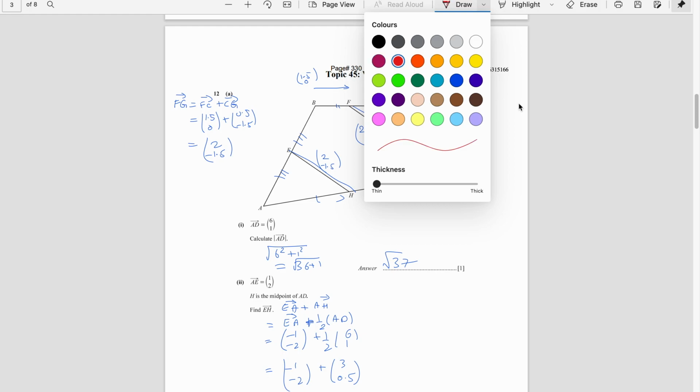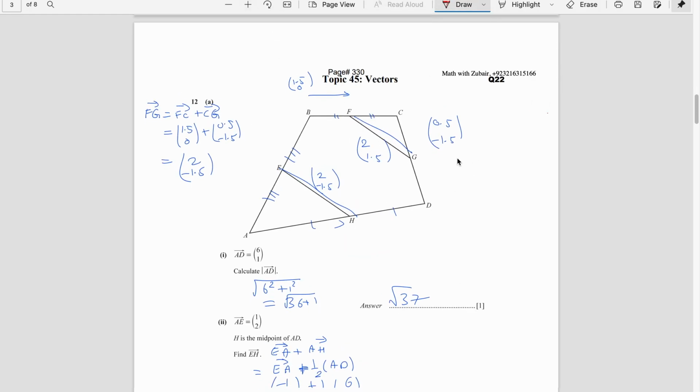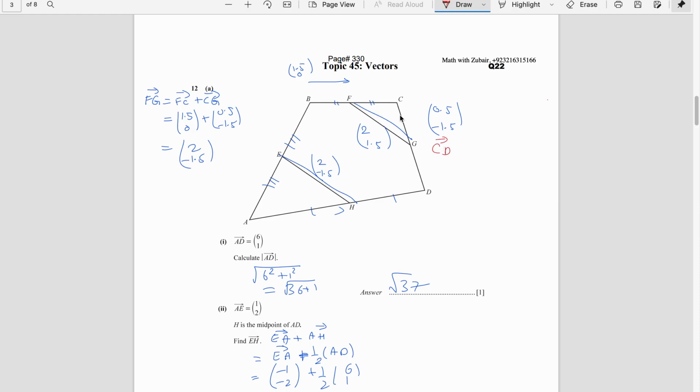Let's change this color. Okay, now working for CD. Let's say CD is EB plus BA plus AD. So BE is -2 of this, so -2 of 1.50. And BA, we already have AE, that is 1, 2. And this is the midpoint, so doubling this would mean 2, 4, but it is in the opposite direction, so we use a negative sign with the 2, 4. Then AD is already 6, 1.